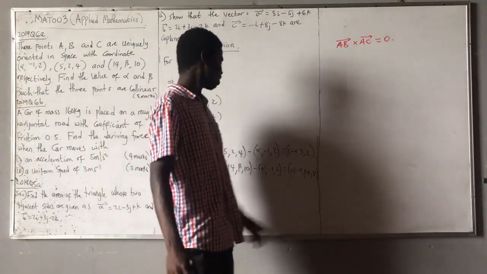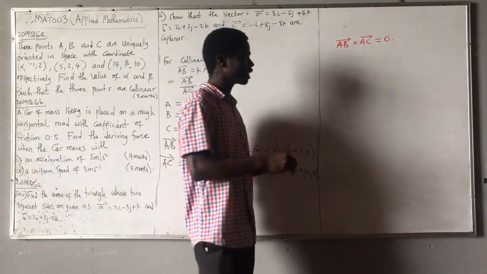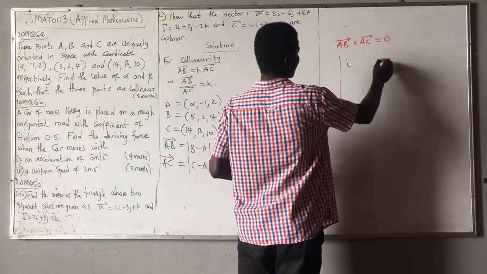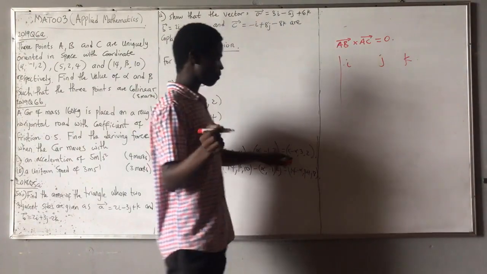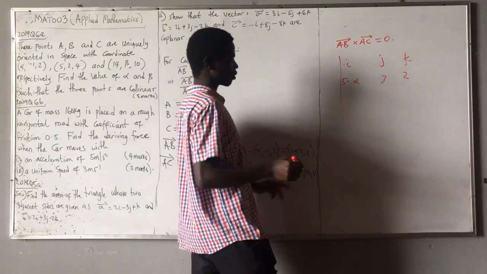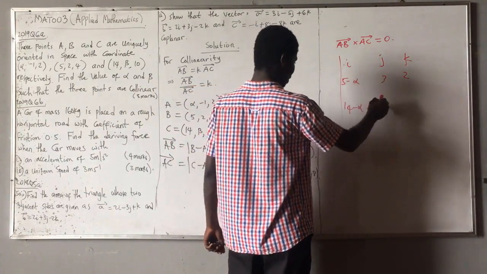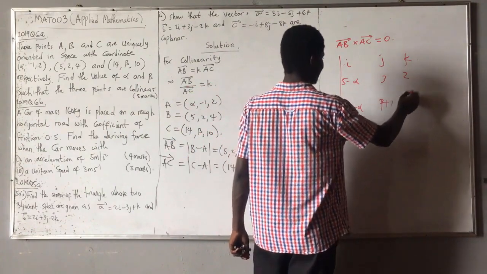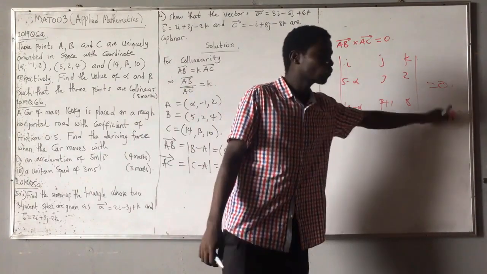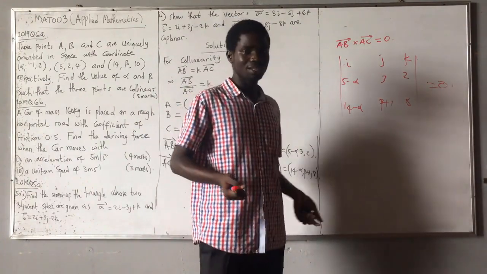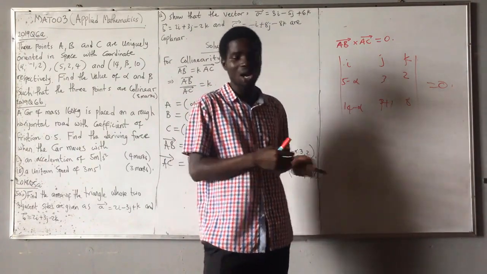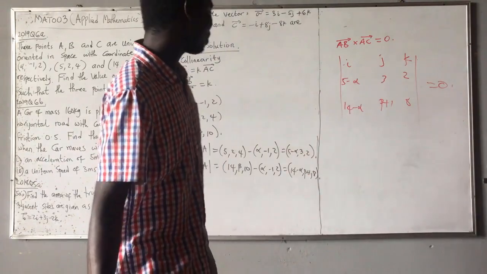Or you use this one, the cross product. Actually, let me just show you. I'm not solving it; you can solve it yourself. IJK, AB is (5 minus alpha, 3, 2), and AC is (14 minus alpha, beta plus 1, 8), equated to 0. You find the determinant, equate it to 0, then equate each coefficient component-wise to 0. Then you get your alpha and beta. Do you understand? But let's continue with this one.